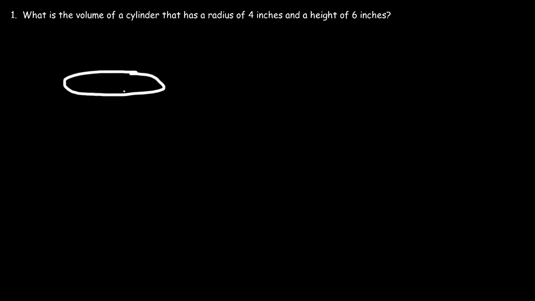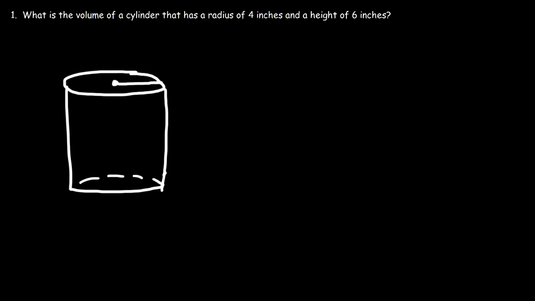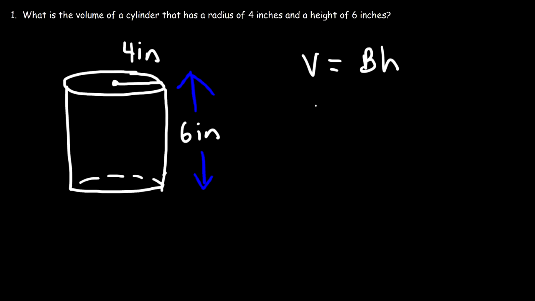So let's begin with a picture. Let's say this is the cylinder that we're dealing with. And so the radius of the cylinder is 4 inches and the height is 6 inches. So what is the volume of a cylinder? The volume of a cylinder is the base times the height.